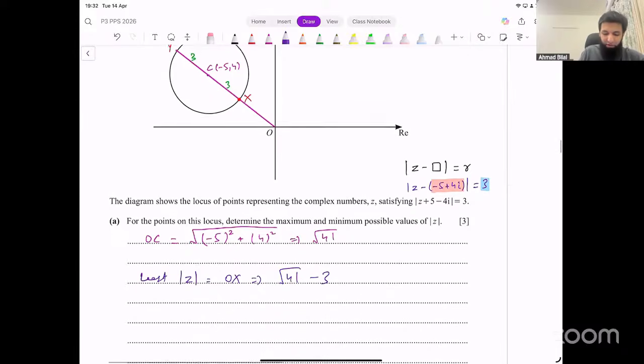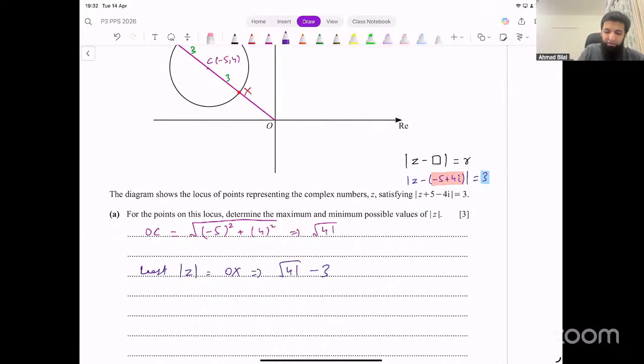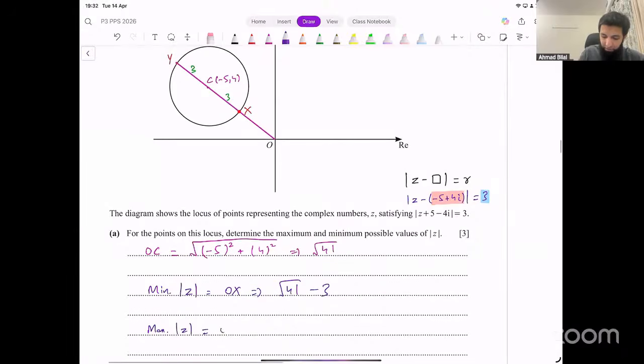That's the least possible value of modulus of Z. And then the maximum possible value. This is the minimum. Then they said maximum value of modulus of Z. We also have to find that. Maximum value turns out to be OY, which is going to be square root of 41 plus 3.